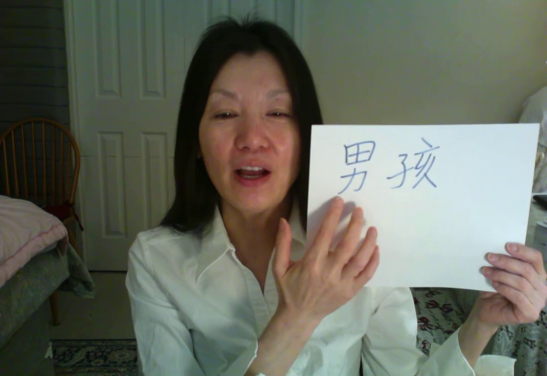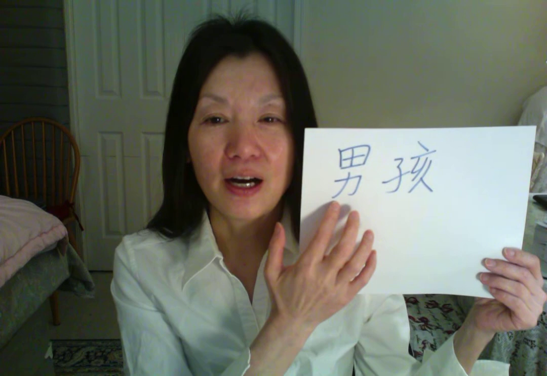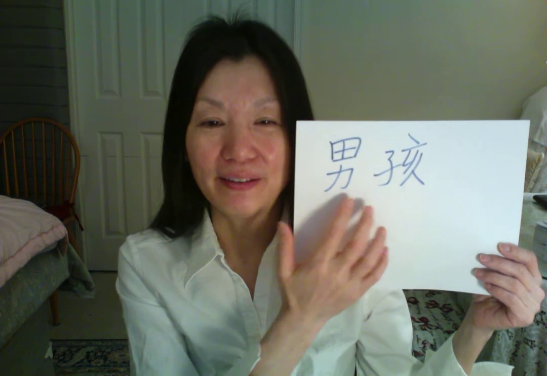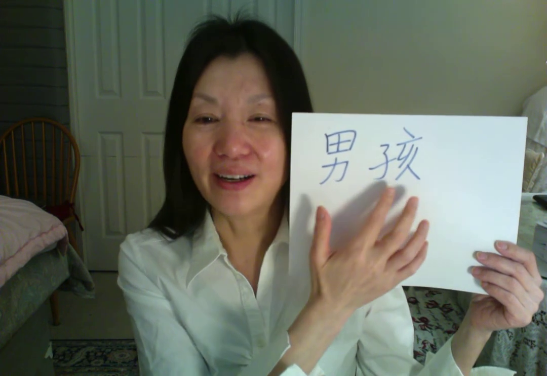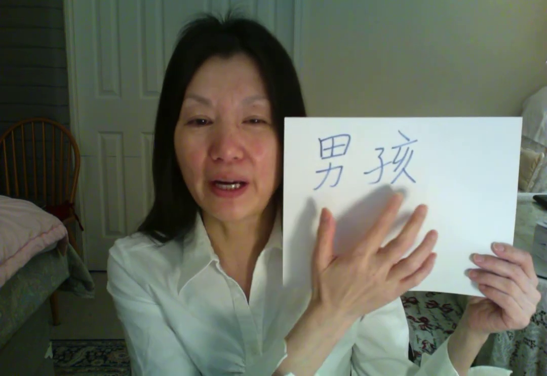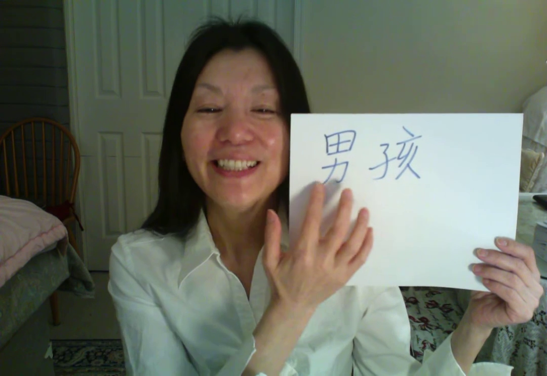男孩. 男, that's a character by itself. It means male. Okay, 男, male. 孩 is child, children or child. 男孩, male child, boy.